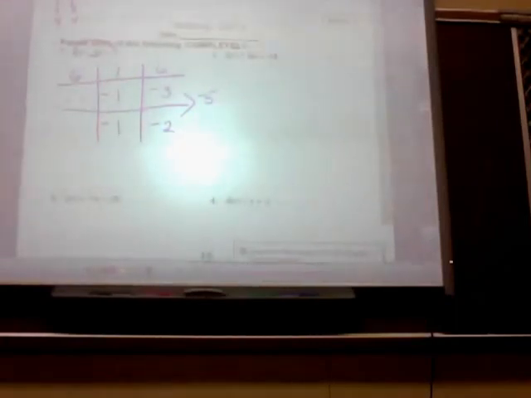What number am I going to have to multiply times -1 to get -3? Positive 3. And what number times -1 will give me a -2? Positive 2. Now check it going this way. 2 times 3 is 6. -1 times -1 is positive 1. 3 times -1 is -3. And 2 times -1 is -2. These numbers right here are going to form your factors.